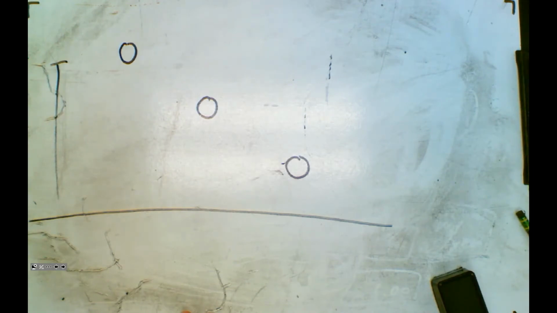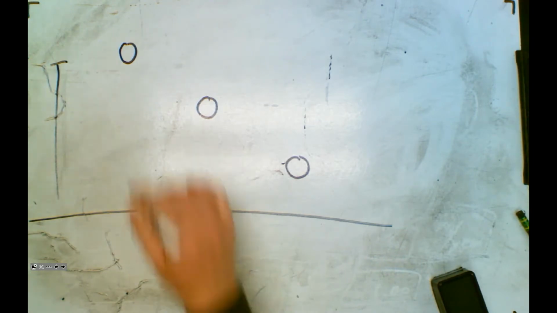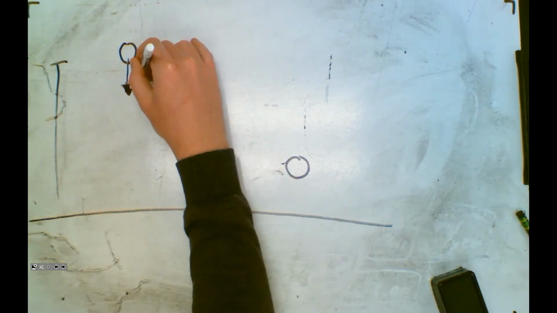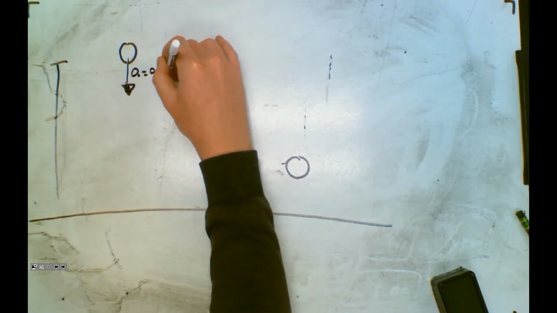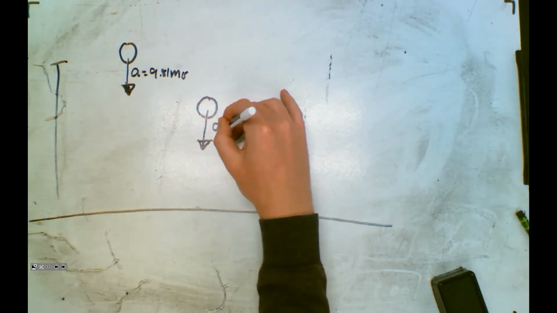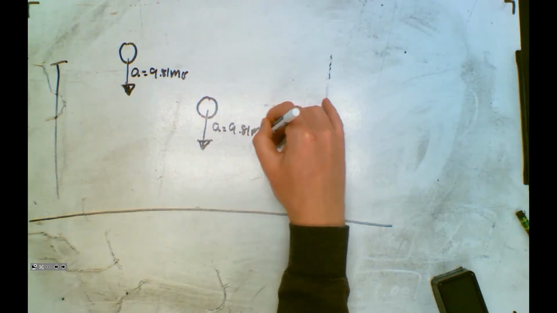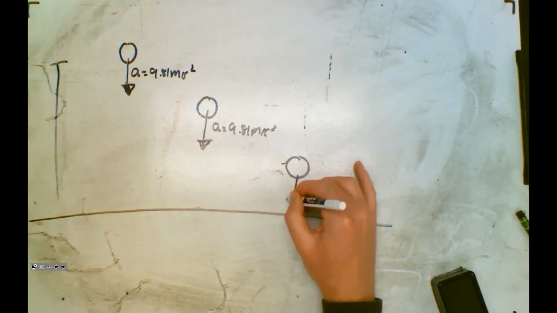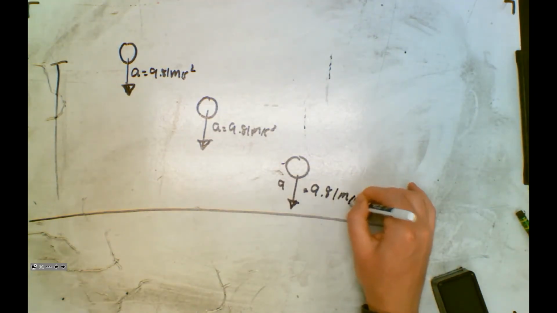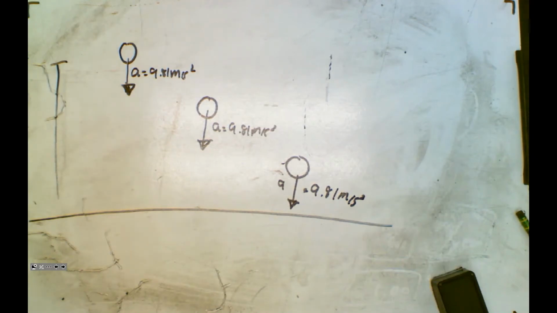As this object is falling, what we'll see is that falling objects always have an acceleration of 9.81 meters per second squared. As objects fall, our acceleration is going to be the same. So we draw the same size arrow, and we're going to talk about that in a lot more detail.